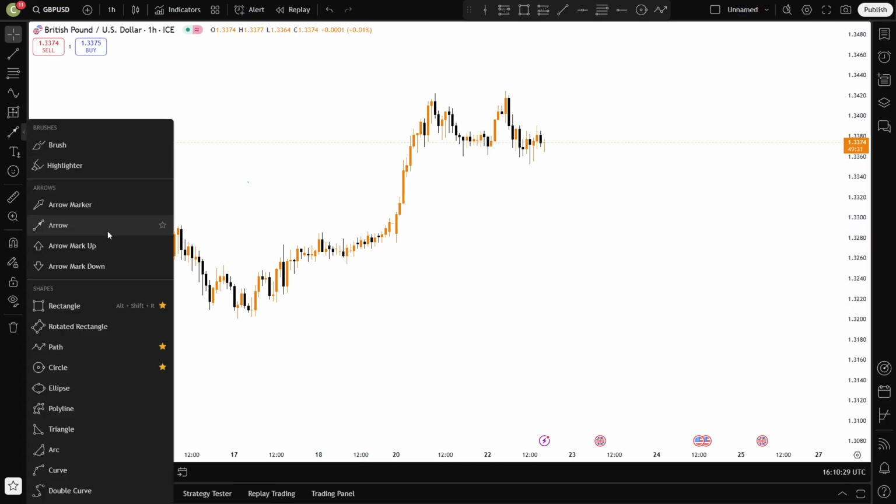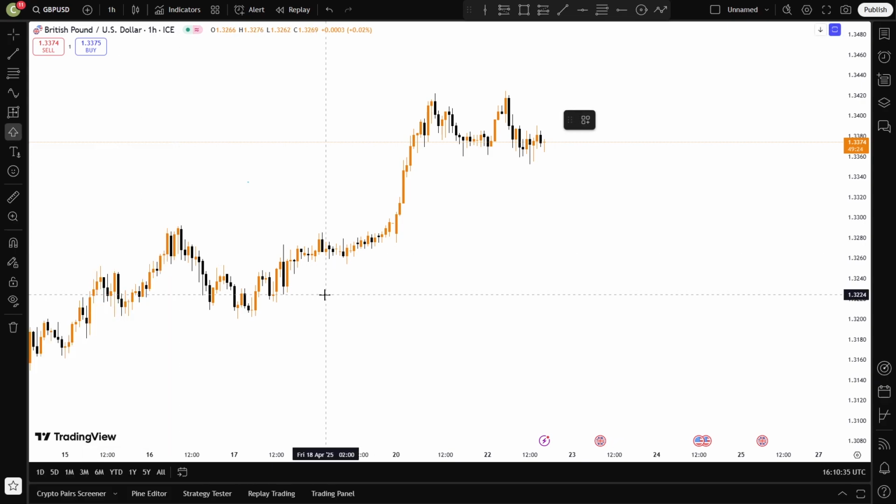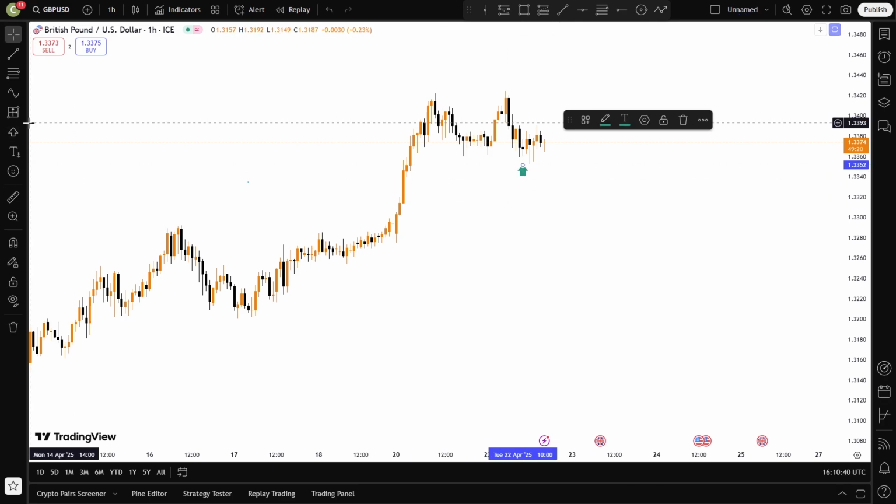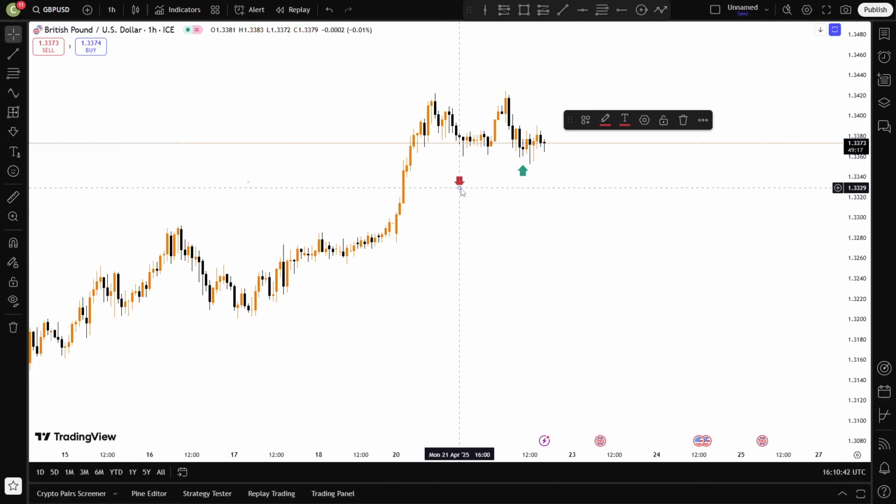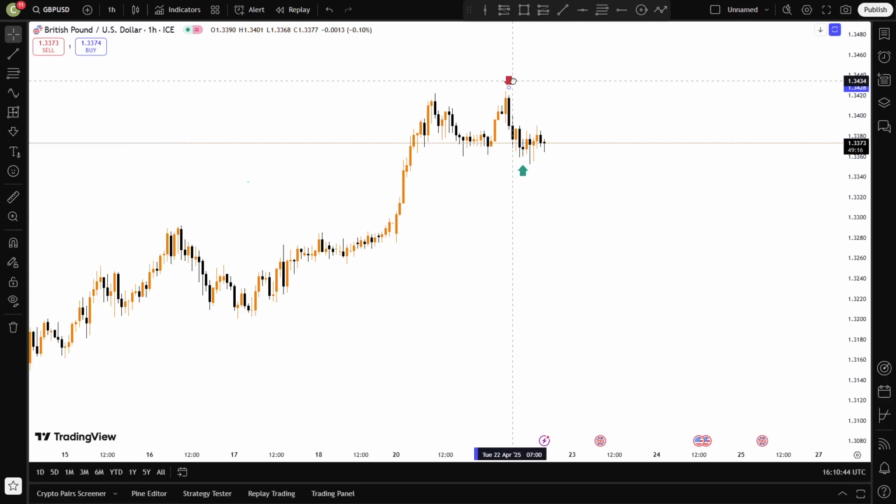And the next one is the arrow markup or the arrow markdown. The arrow markup and markdown are specialized upward or downward arrows for marking bullish or bearish points. There's the markup, and this is also the markdown. You can place it anywhere at all to just mark bullish or bearish points.